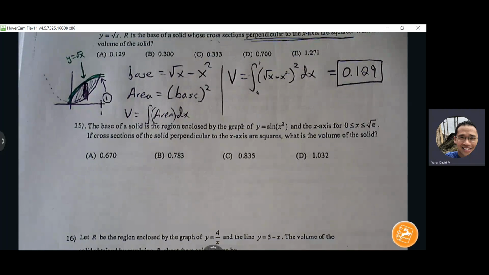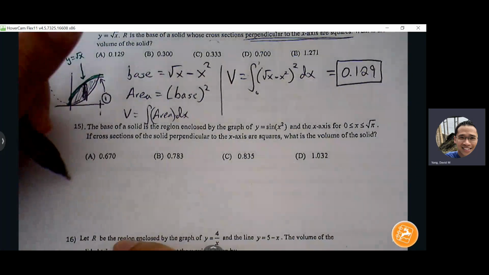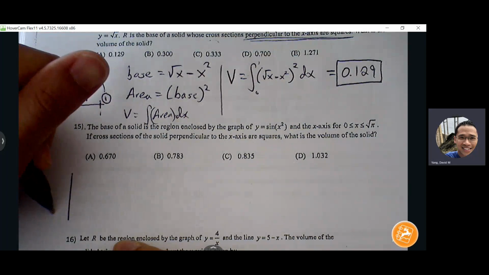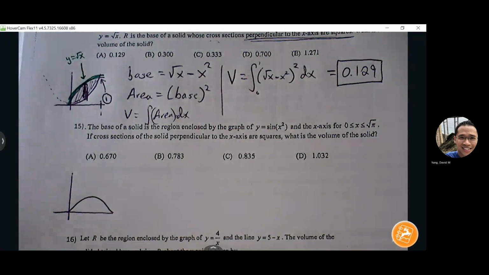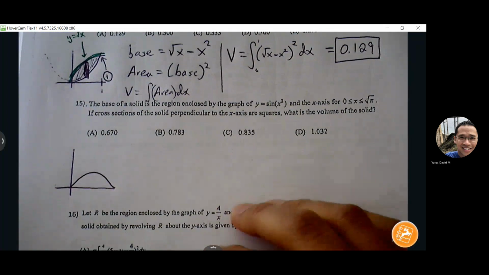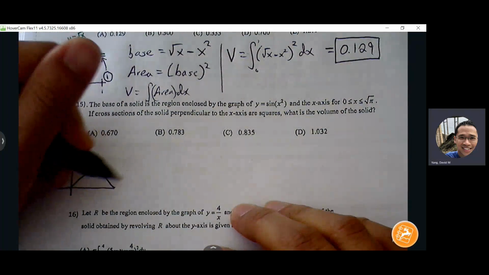Okay, 15. Another cross-section problem. The base of a solid is the region enclosed by the graph y equals sine x squared and the x-axis. So if you use your calculator, you can see that it's going to look something like this, between 0 and root pi.